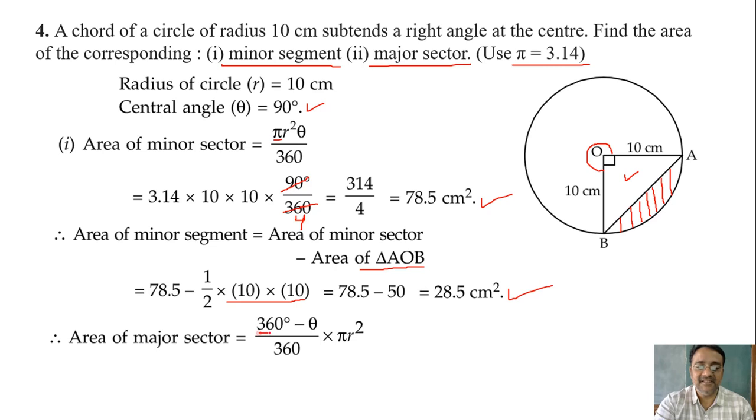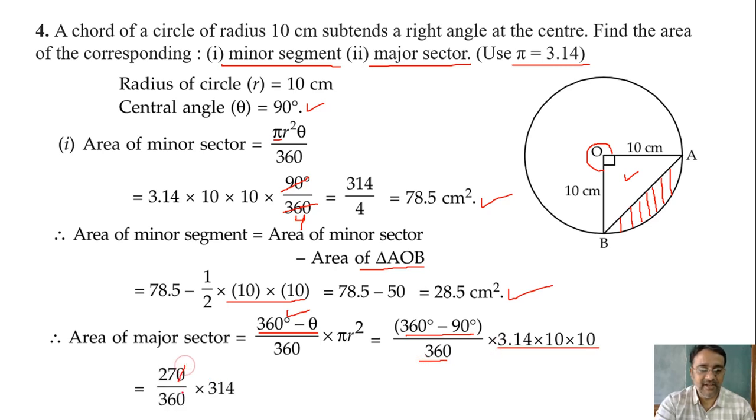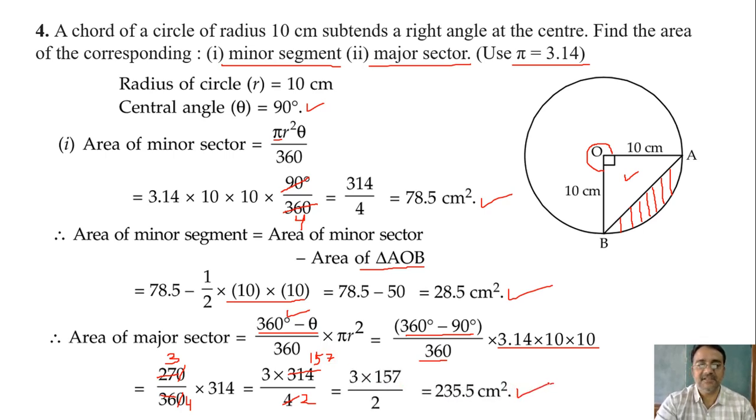Area of major sector is 360 minus theta upon 360 into pi r square. So this will become 270. Okay, this will be 270 upon 360 into 314. So 10 cancel and we'll get 9 3s are and 9 4s are. Okay, so 3 into 314 divided by 4. So we can cancel this also, simplify a little more, 157. So 157 into 3 upon 2, you will get 235.5 centimeters square. Any doubt?